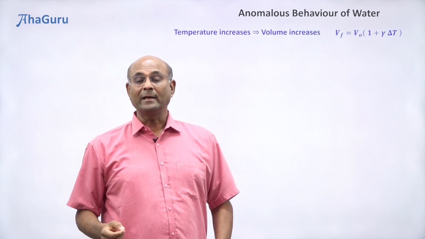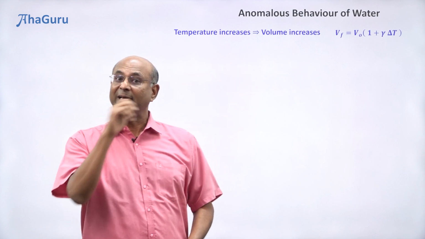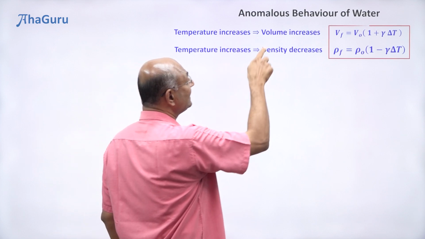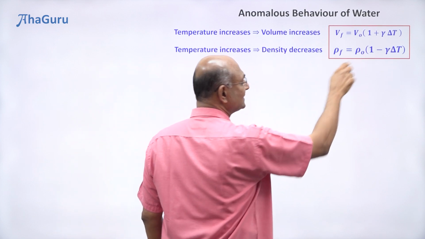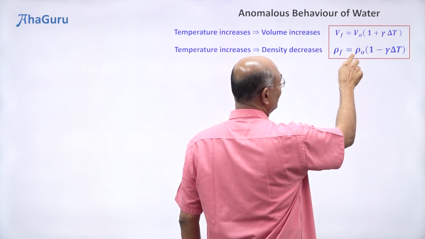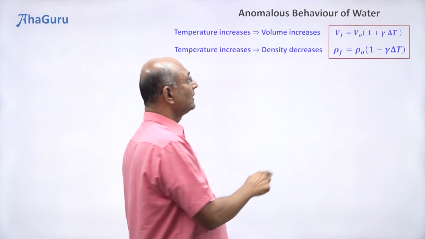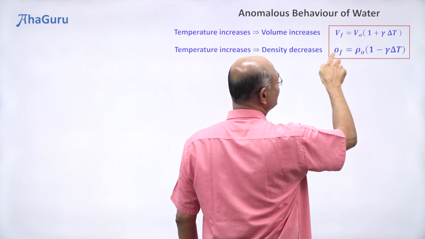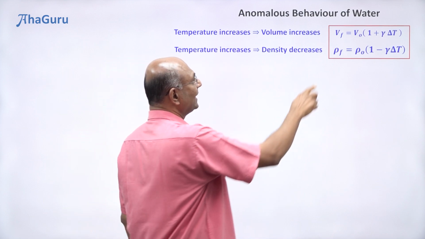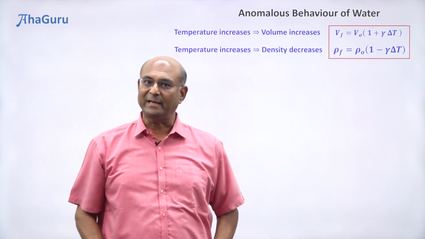And what about density? Density is mass by volume. So if volume increases, density will decrease because mass is the same. So when temperature increases, density decreases. And this relationship tells us that the final density is initial density, rho naught into 1 minus gamma delta T. Notice that there is a minus here which is telling us that density decreases as the temperature increases, and the plus there tells us that the volume increases as the temperature increases.